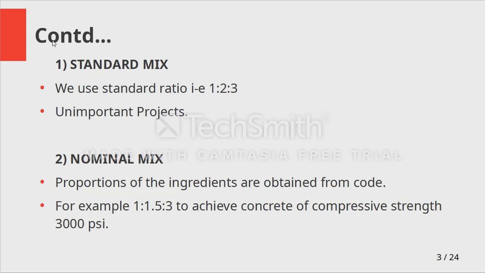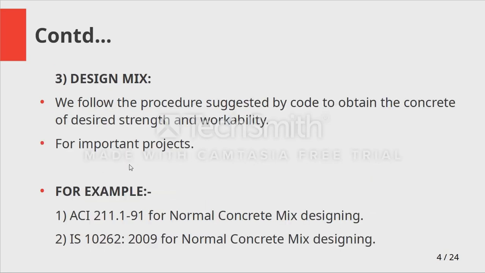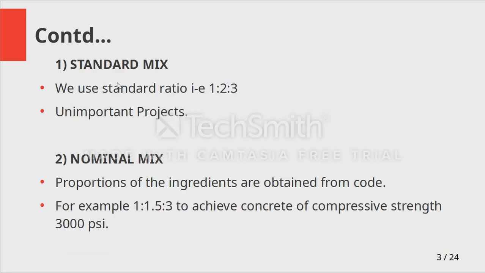Now, in order to make a mix, you have certain options. Either you can use the standard mix technique, the nominal mix technique, or the design mix technique. Now what do we do in the standard mix technique? We use a standard ratio of 1:2:3, where the first digit stands for cement, the second stands for fine aggregate, and the third one stands for coarse aggregate. If you are following this ratio, then this kind of mix is known as standard mix.